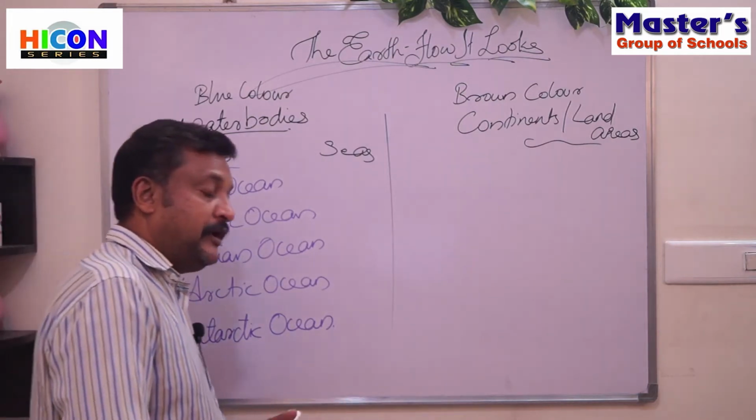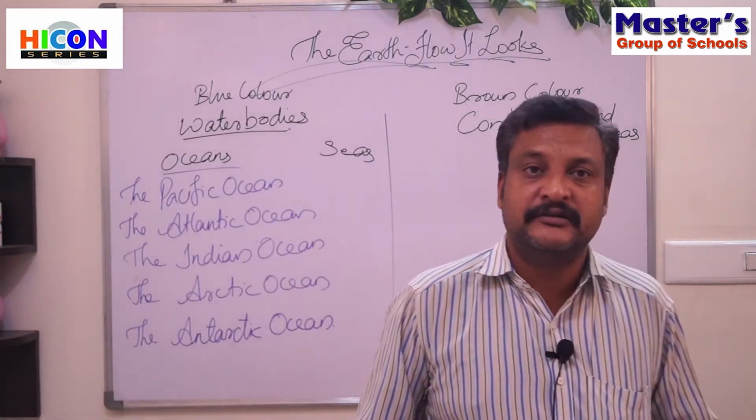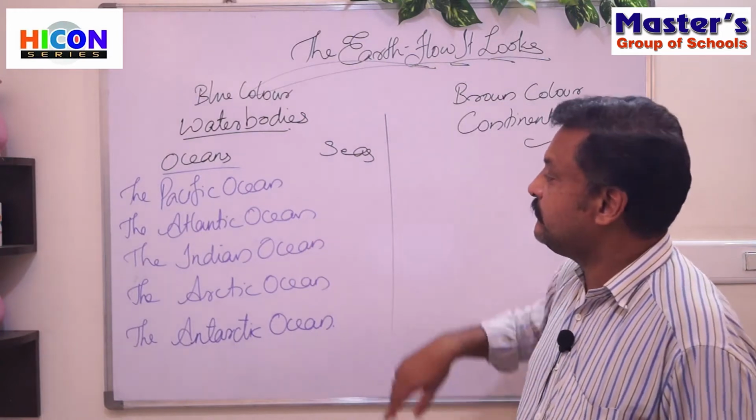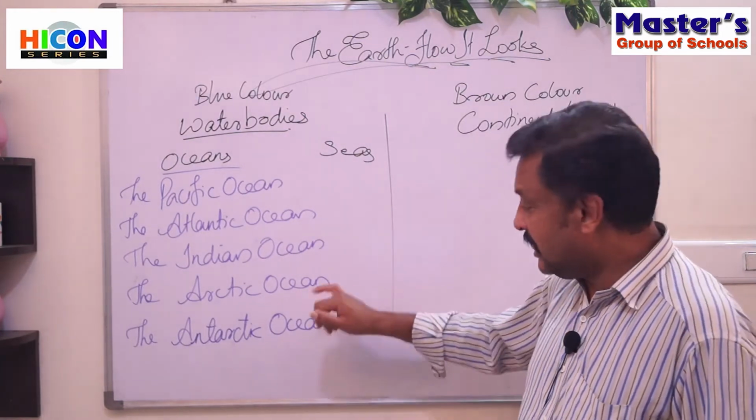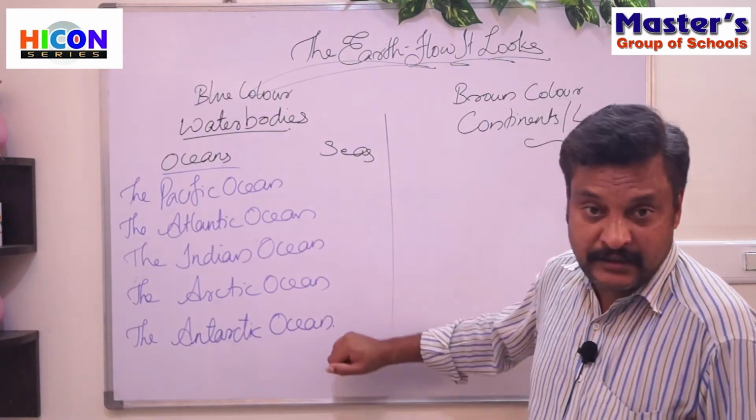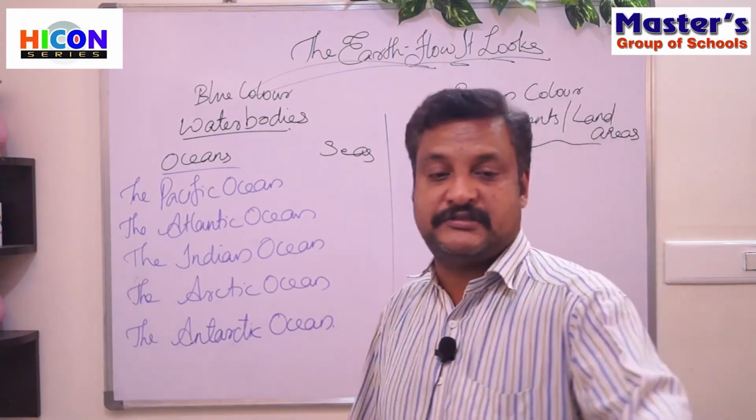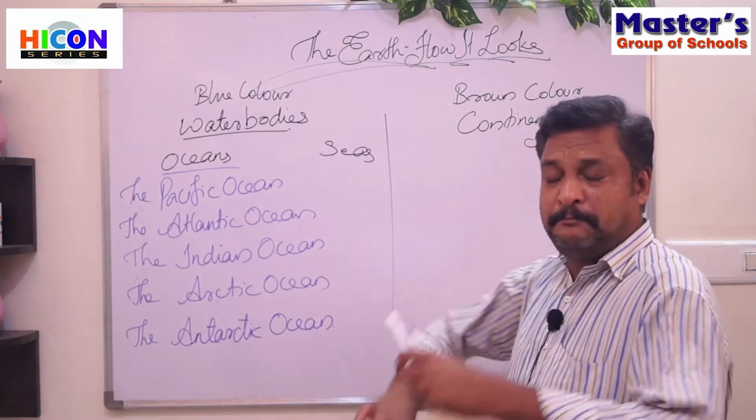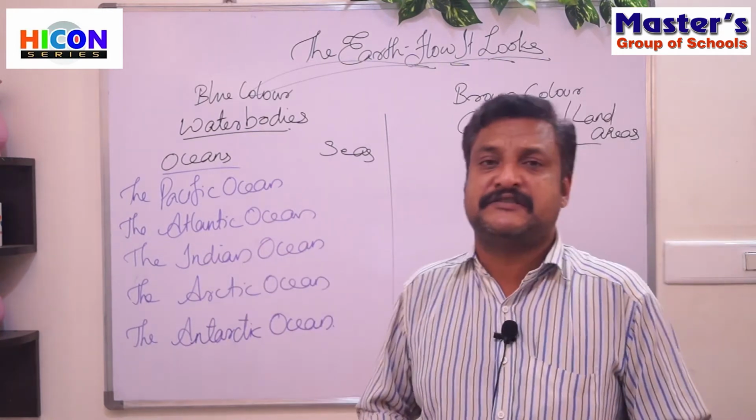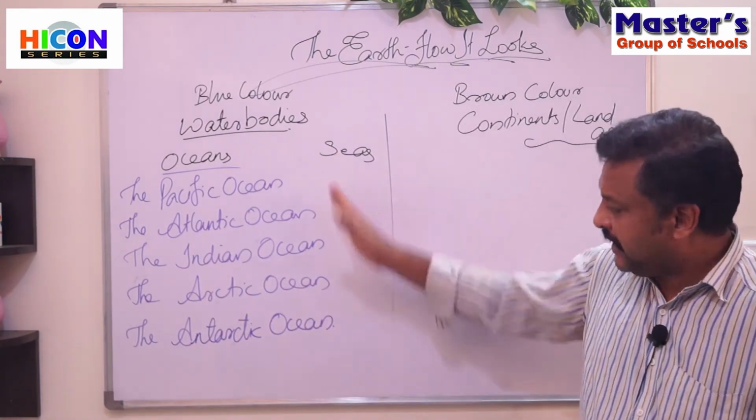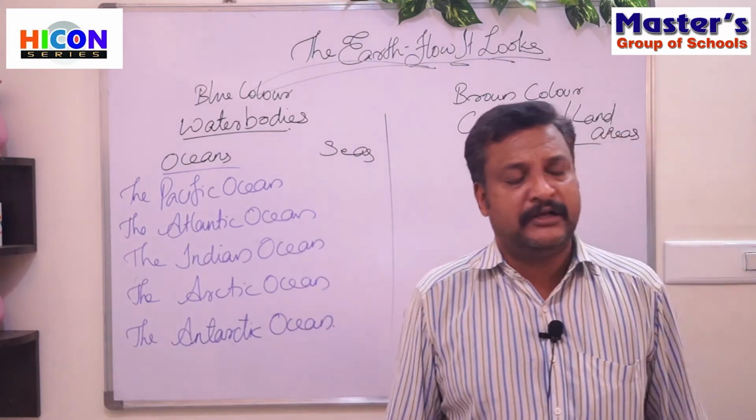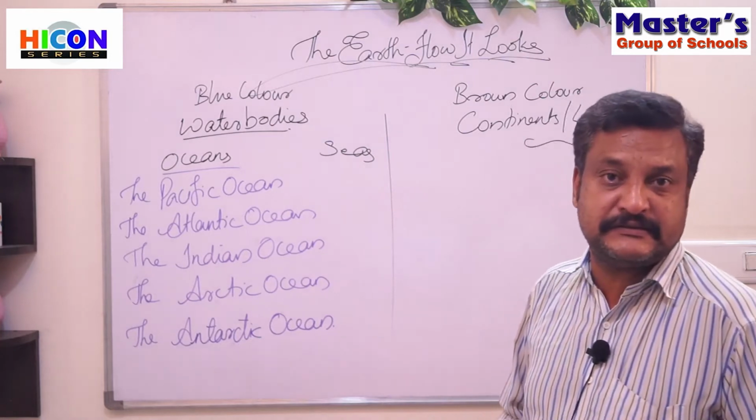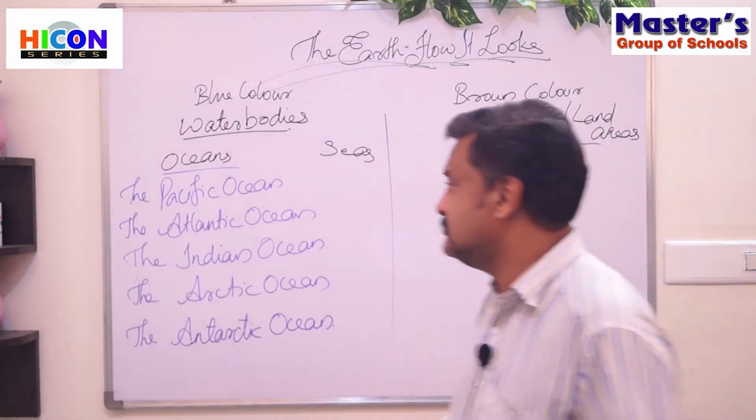Right? So which are the 5 oceans that we have on this earth? The Pacific Ocean, the Atlantic Ocean, the Indian Ocean, the Arctic Ocean and the Antarctic Ocean. Now, which is the biggest among these 5 oceans? Which is the biggest ocean?